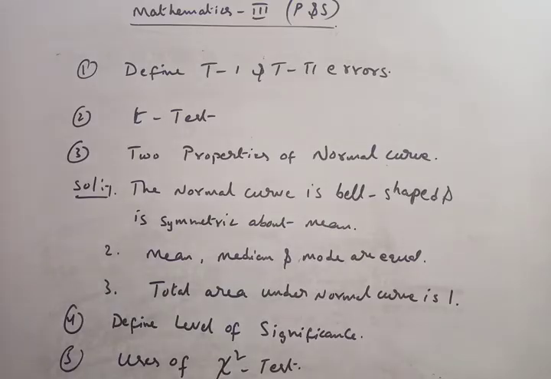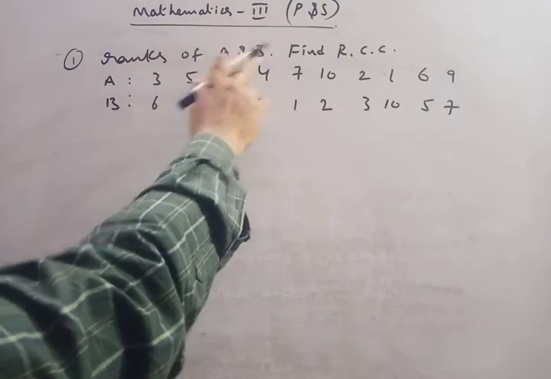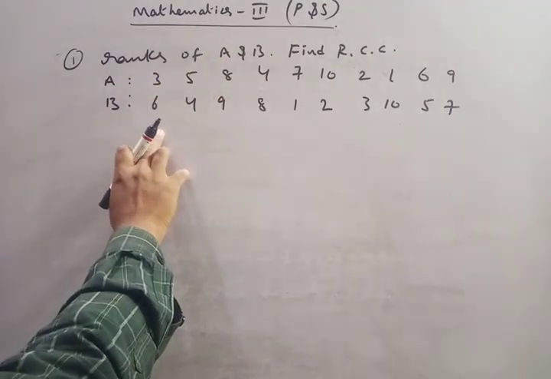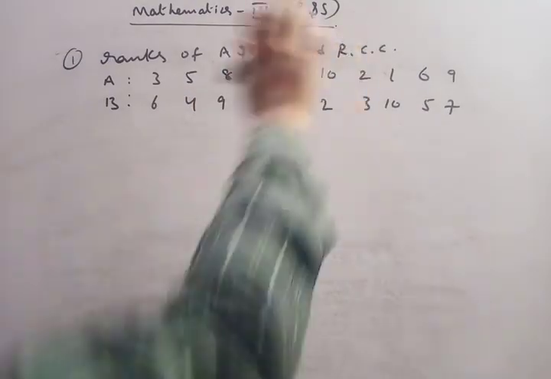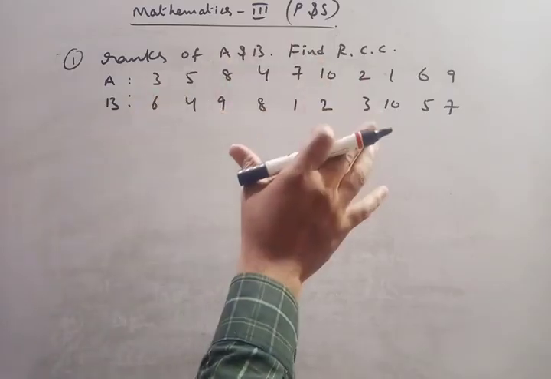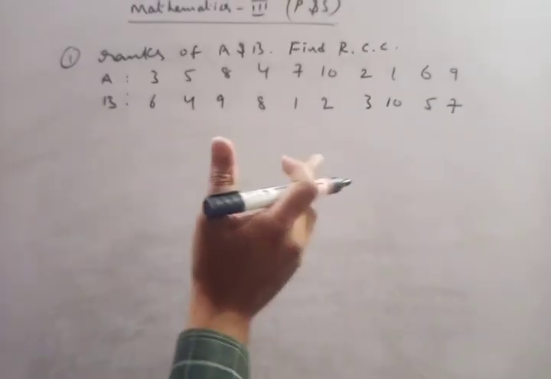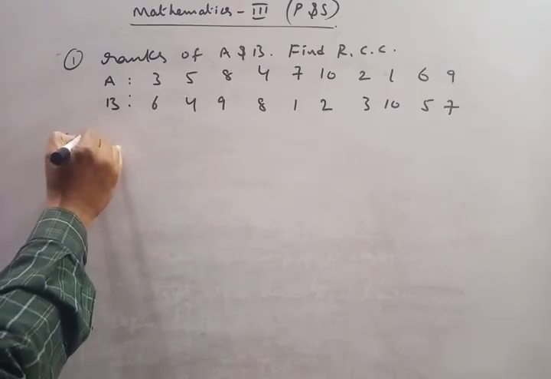Okay, we'll see this question. When ranks are given directly, how do we find the rank correlation? In this problem, the ranks of A and B are given directly, and he is asking for the rank correlation coefficient. Very important: whenever the data is given, we have to take the ranks, then find D and D square. So whenever the ranks are given directly, what do we have to do?